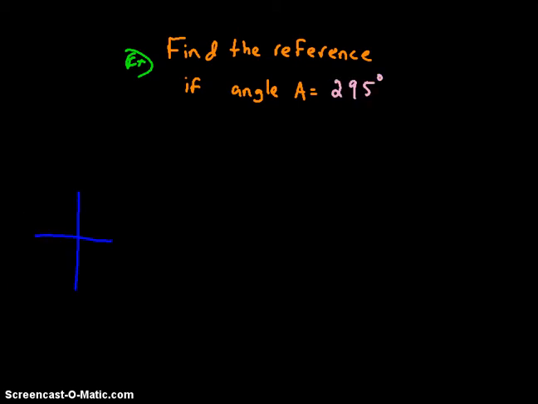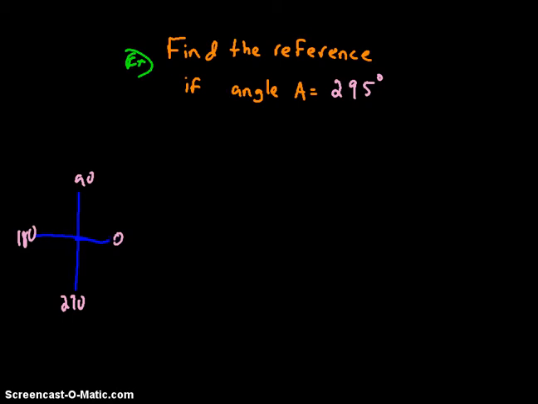Gave you the angle 295 degrees, and direction was find the reference angle, if angle A is 295 degrees. Well, first of all, you have to ask yourself what quadrant is 295 in. So that's 0, this is 90, this is 180, this is 270. 295 is definitely greater than 270. So 295 is definitely in the fourth quadrant.